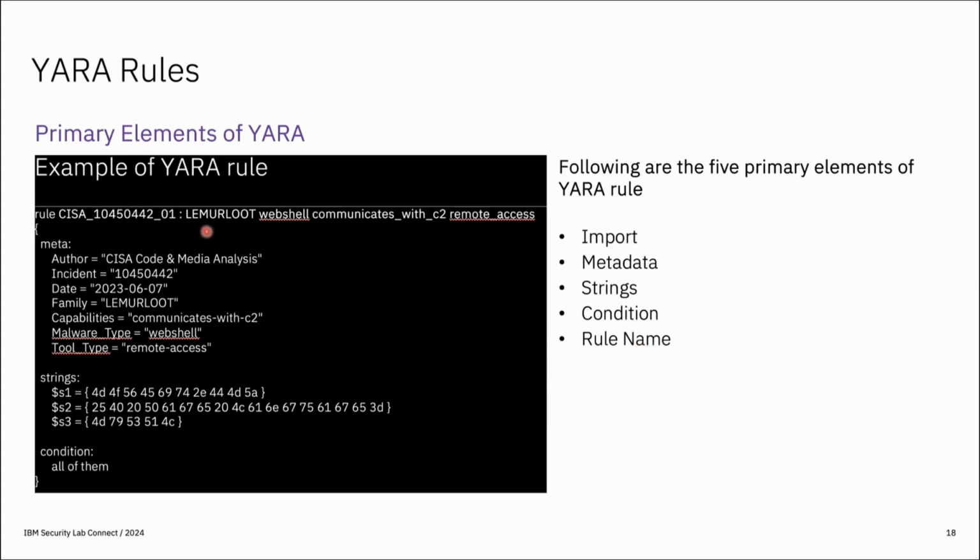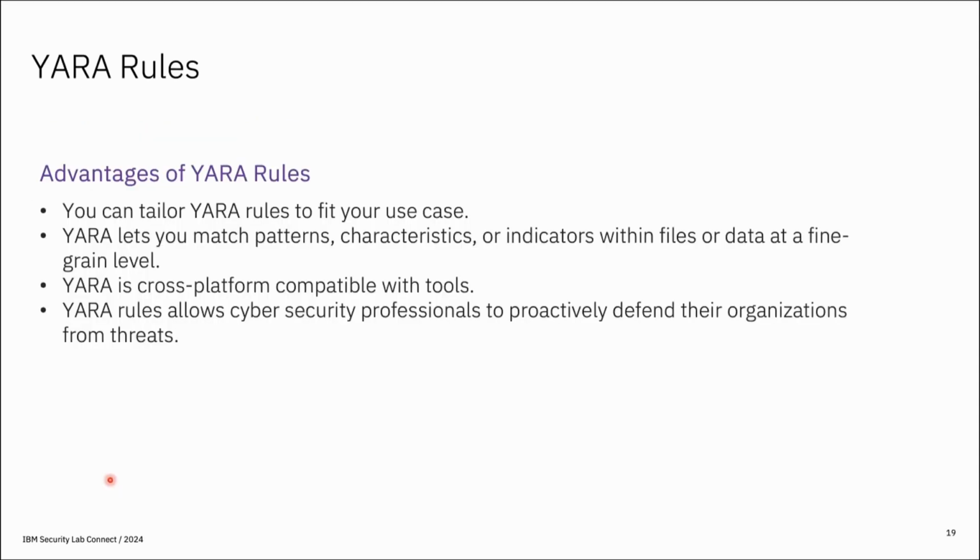In the example, the provided YARA rule is designed to detect the presence of the lemroot web shell. In the metadata section, you can see additional information such as author, incident, etc. The strings section contains byte sequences, text, or regular expressions to match against the file. And the condition specifies under which circumstances the rule should generate an alert. Now let us move to the next slide and understand the advantages of YARA.